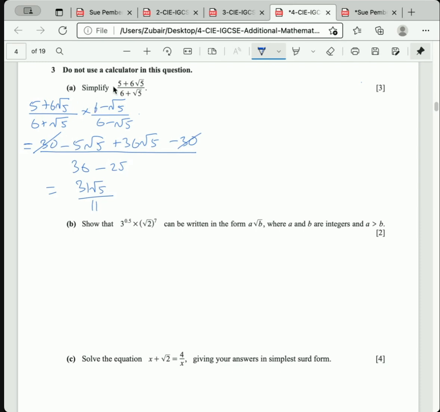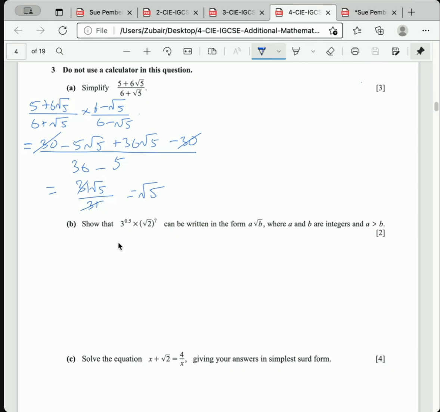6 times 5 is 30 as it is, and changing the sign, 6 times 5 is 30 minus 5 root 5. 6 times 6 is 36 root 5, and 6 times 5 is 30. Denominator says a square minus b square. Oh, that was 5, it's not 25. Square of root 5 is only 5. So this is 31, cancels out, and root 5 only.